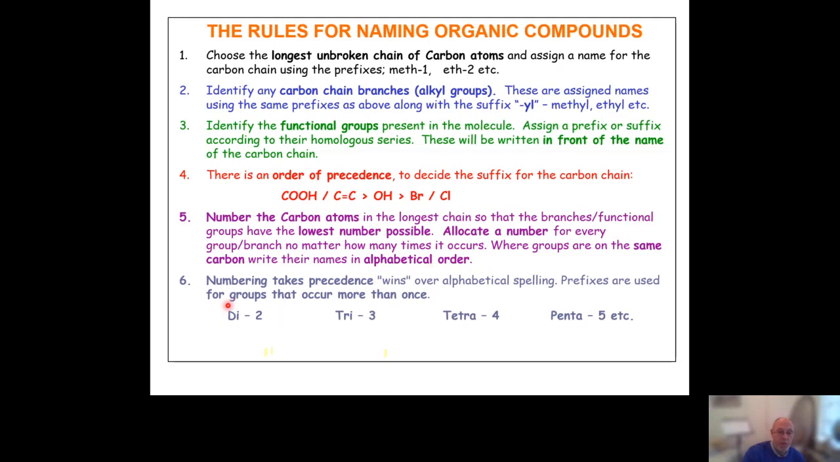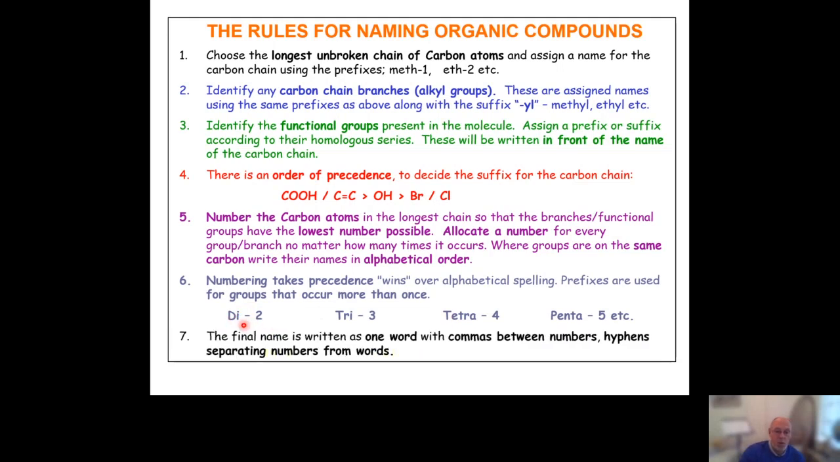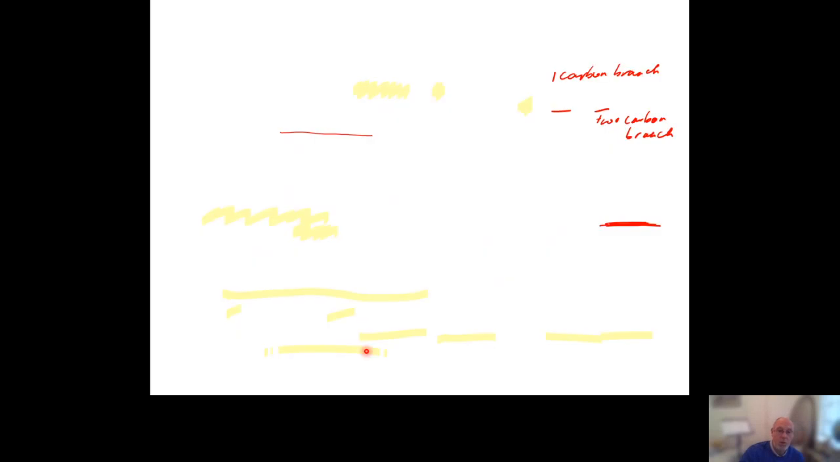you must write their names in alphabetical order. And then if there's more than one of a particular group, you've got to put di or tri or tetra. So we saw that earlier on with dimethyl. And then the very last one is you write the whole name as one word, and this is important. And then you just have a comma to put between any numbers, if you've got more than one number, and a hyphen that separates the numbers from the words. So let's go have a look at a few examples.